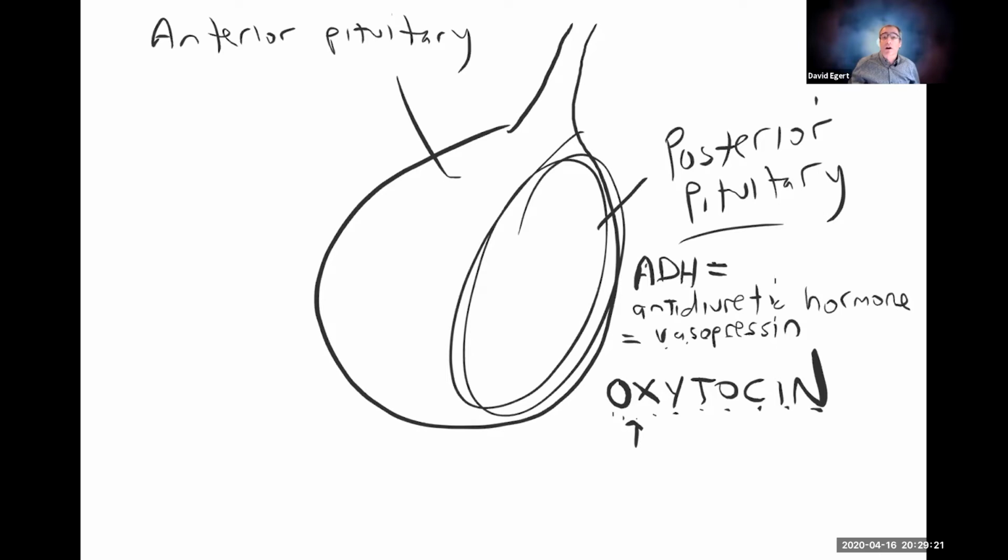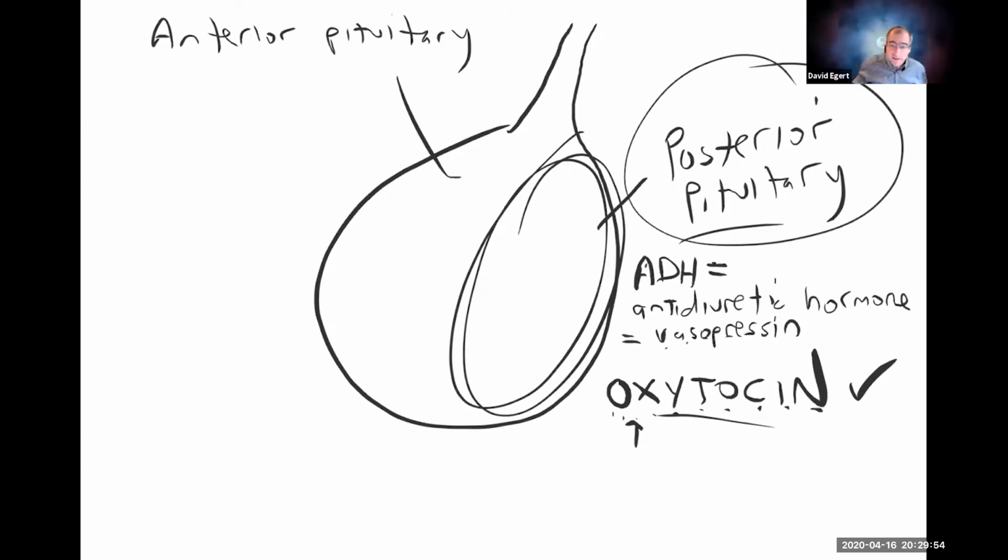Oxytocin also causes milk letdown, meaning it causes the mammary glands to squirt out milk. So oxytocin is kind of social bonding, nurturing, uterine contractions. If somebody is late and they want to induce delivery, they give them a shot of oxytocin, basically, to induce labor. So that's the posterior pituitary.